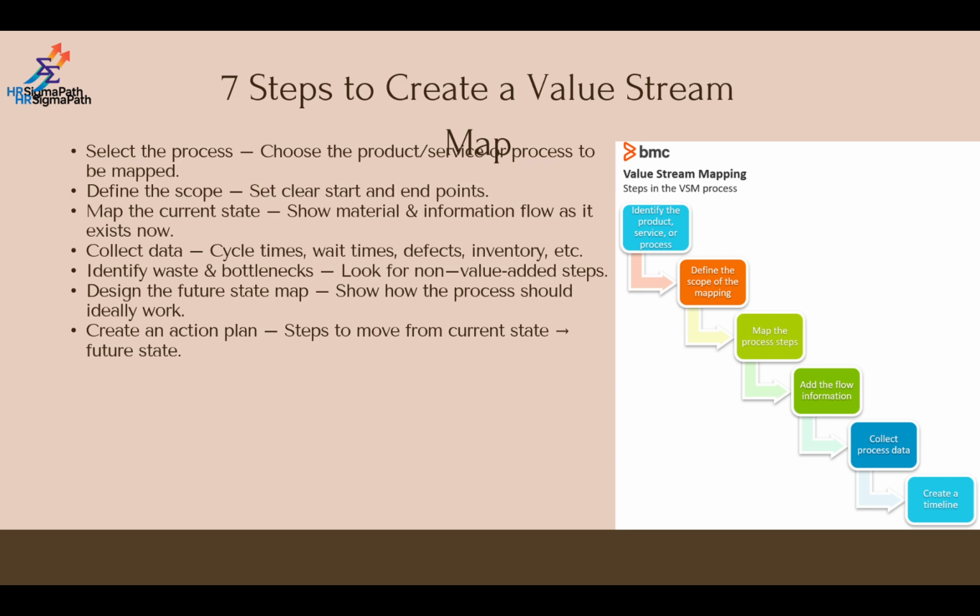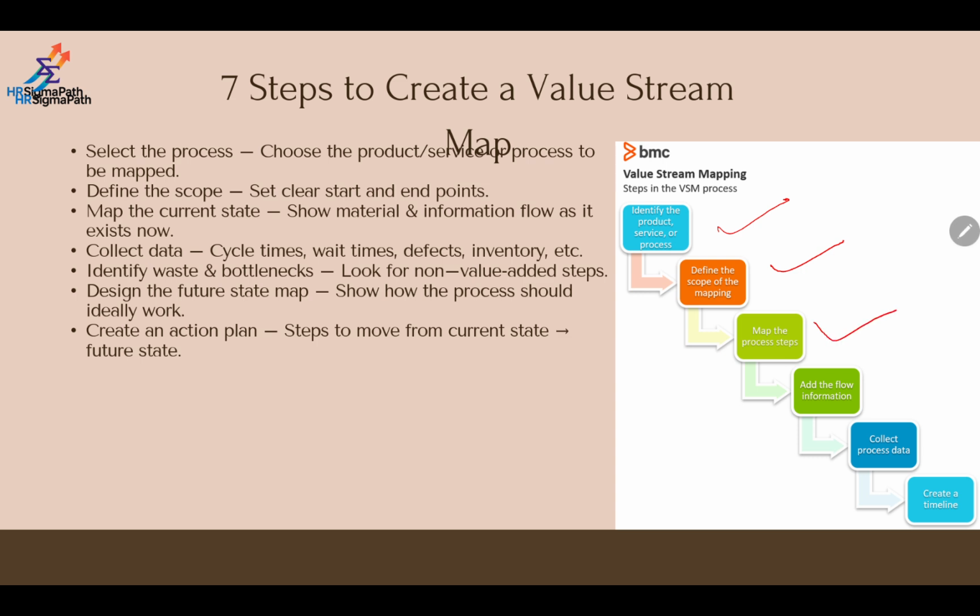So what are the 7 steps to create a value stream map? The first step is to select the process, choosing the product or service process to be mapped. Then the second step is to define the scope, so we set a clear start and end point.